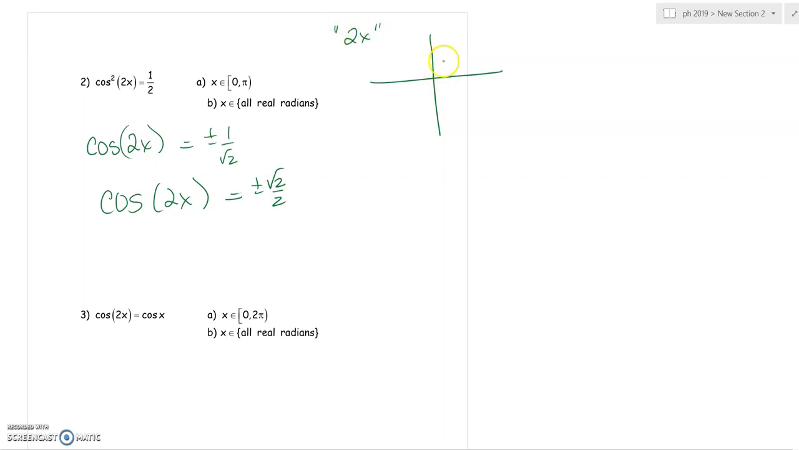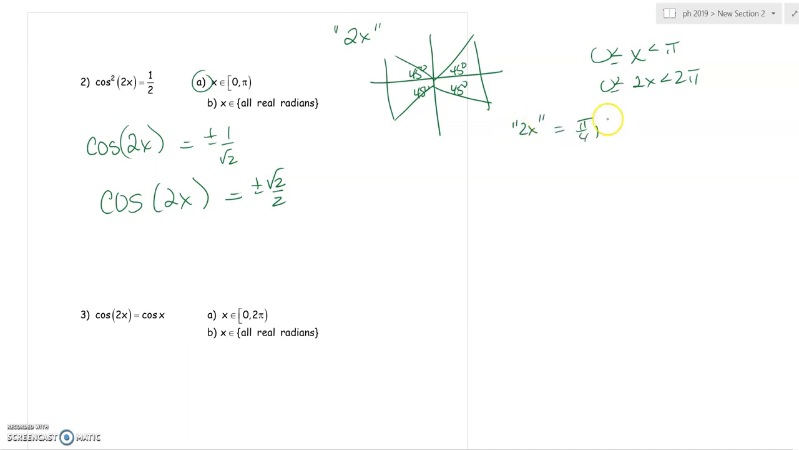So here we go. That means that these are 4 answers: pi over 4, 3 pi over 4, oh sorry, 5 pi over 4 and 7 pi over 4. Now, x then, you would have to divide everything.